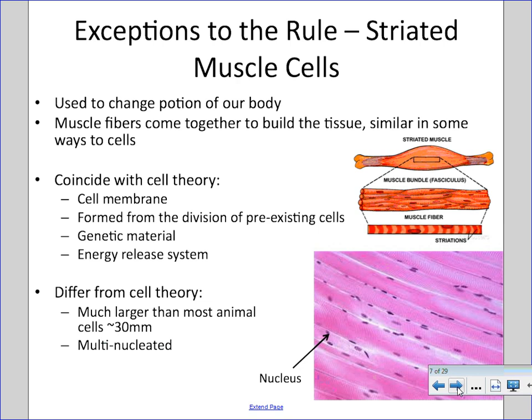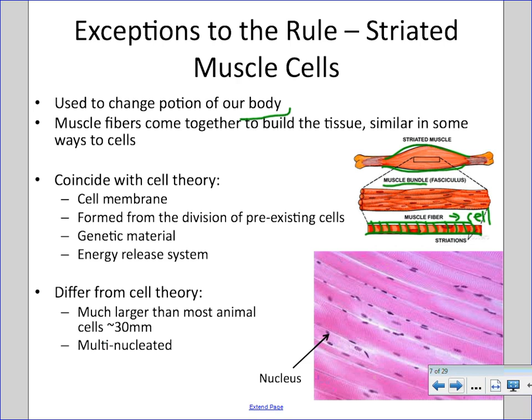Striated muscle cells are found in the muscle that is connected to your bone. So that is the muscle that is used to change the position of our body. That muscle is made up of a smaller group of tissue called muscle bundles, and those muscle bundles are made up of muscle fiber. Muscle fiber is a cell, one single cell. The reason why it's called striated muscle, or striated cell, is that when viewed under a microscope, you can see these striations at regular intervals all along the length of the cell. So they're striated muscle cells.